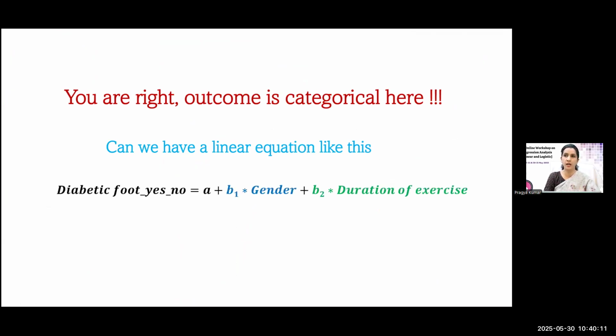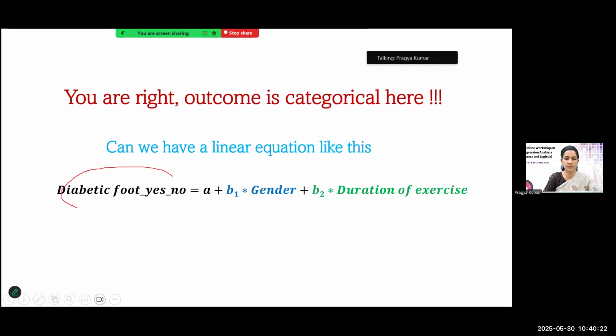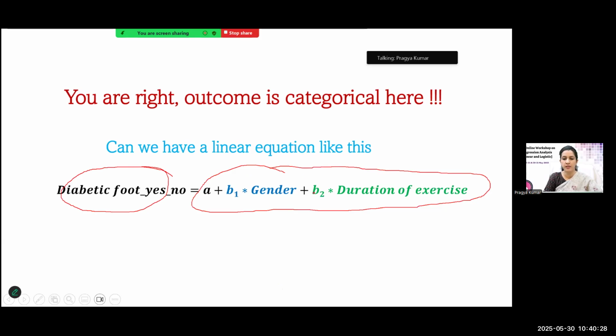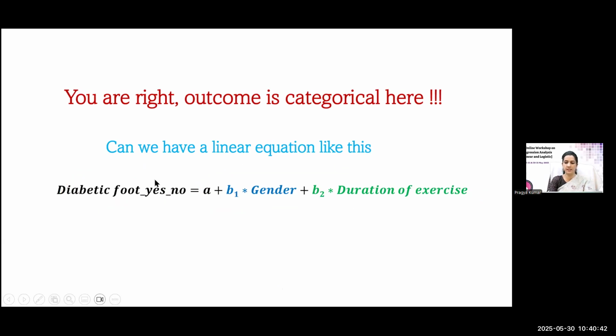So how can we write the equation? Initially we used to write the blood sugar. Remember, this is the dependent variable. And on the other side we know A plus B1 X1, B2 X2. This is the equation. But if it is a categorical variable, instead of a value, we will have to take yes and no. So we will make an equation with diabetic foot yes and no.